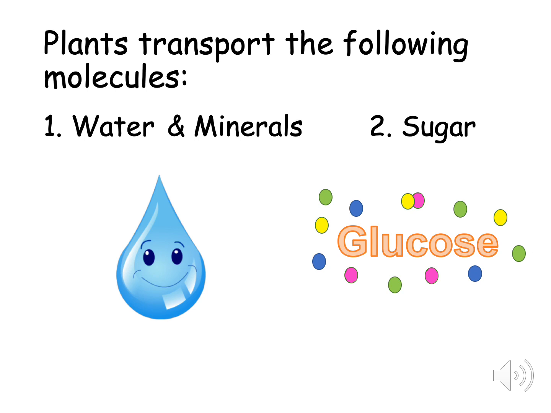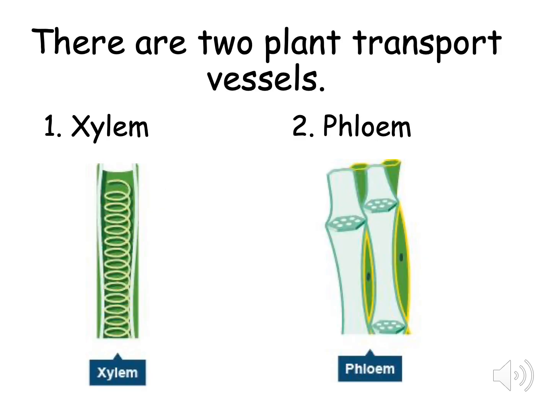Plants need to transport many molecules throughout their structure. The 3 main molecules that are transported in plants are water and minerals, and sugar, which we also know can be referred to as glucose. Plants themselves use 2 main structures to transport these molecules. The first is called the xylem, and the second is called the phloem. We're going to look at both of these structures in a wee bit more detail.